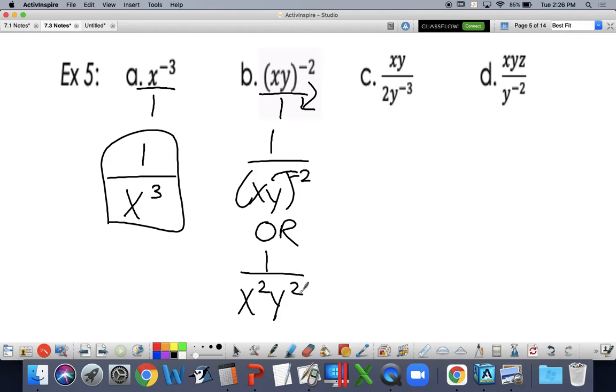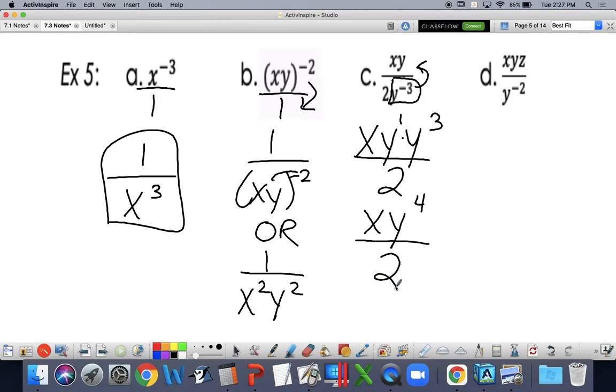All right, and letter C, what is the only thing attached to the negative exponent? 1. So that is the only thing that moves. I know you may want to move the 2. The 2 is just a coefficient. It does not come along for the ride. So I get x, y cubed over 2. And what is the final exponent of my y? 4, right? I've got to combine these together, and since I'm multiplying, keep the base, add your exponents. That is my final answer.